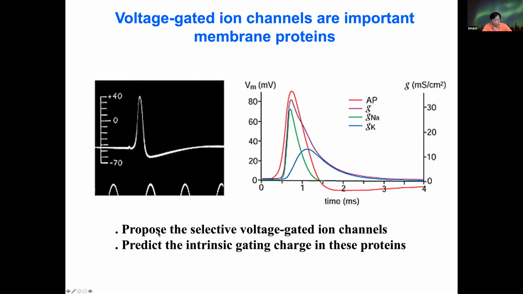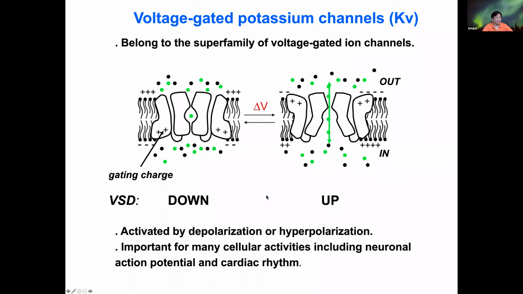So they made two predictions. There must be voltage-gated and highly selective sodium and potassium channels. And second, these channels must have intrinsic gating charge that are responsible for sensing the change in transmembrane potential. In general, these channels work like this. You have the ion conduction pore in the middle, and then you have the voltage sensing domain, which can sense the change in transmembrane potential.